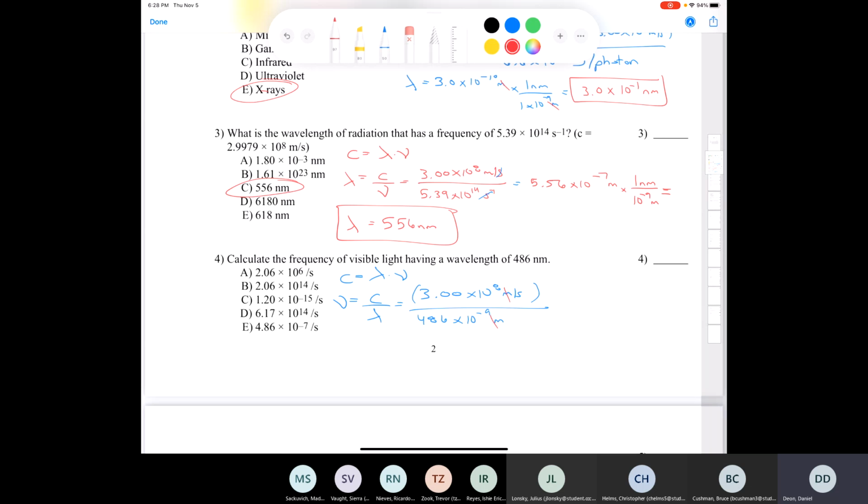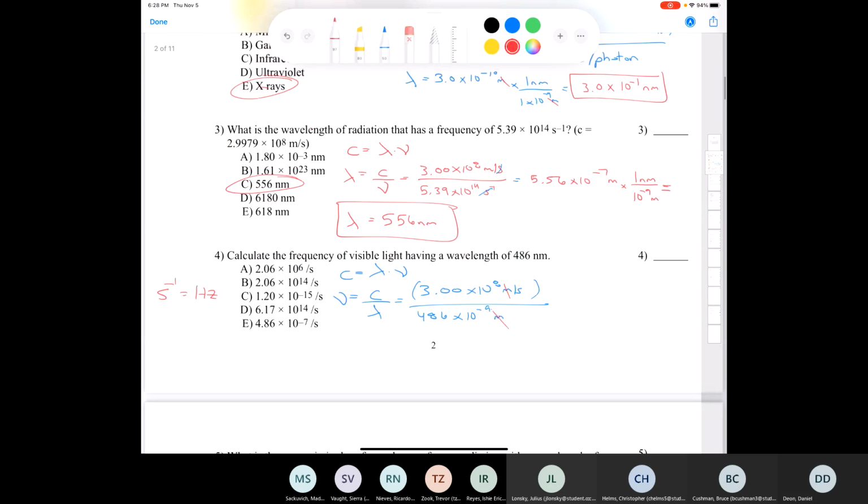So meters are going to cancel out. Remember that reciprocal seconds are equal to hertz. It's the same thing. And when I punch all that into my calculator, I get that my frequency is equal to 6.17 times 10 to the 14 hertz.